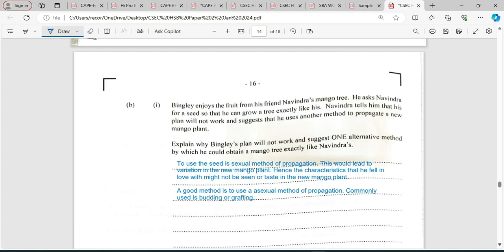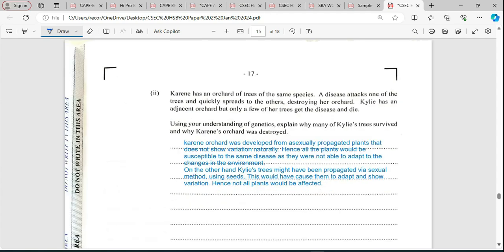Now, a good method to use is, of course, an asexual method of propagation, and commonly the ones used for mango would be budding or grafting. So you have a whole lot of grafting, wedge, saddle, you name it, approaches. But of course, you could look at budding or grafting. This brings us to another question that seems to be biology.